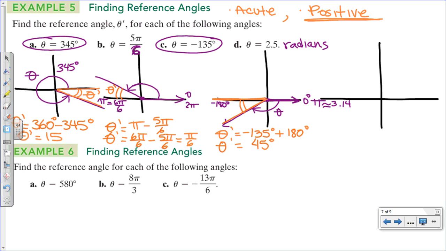So if we want to plot that angle in radians, we start here, and then we're going to go a little bit before we get to 3.14. So that's theta. Then to find theta prime, which is going to be here, it will come from pi minus 2.5. Do you guys have a calculator handy?